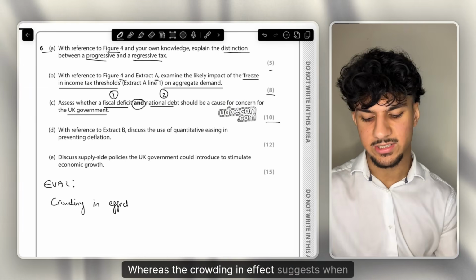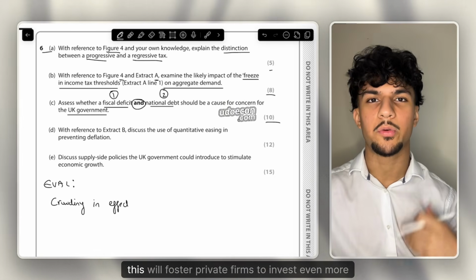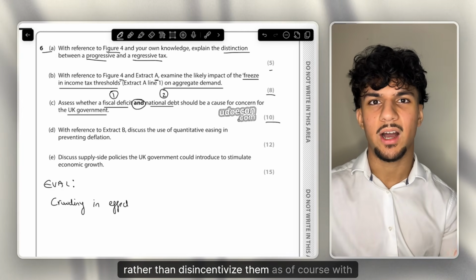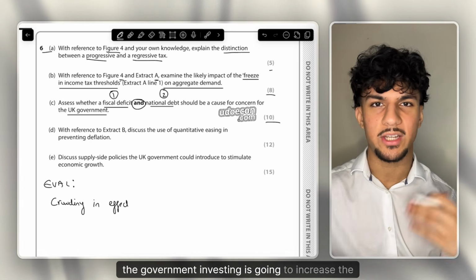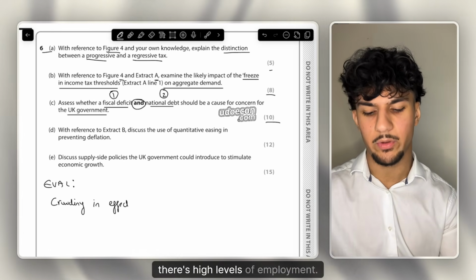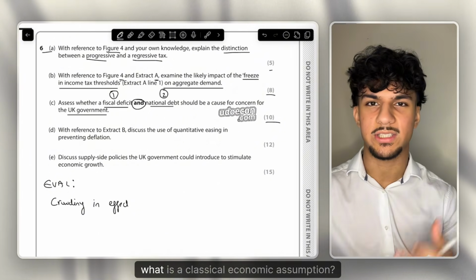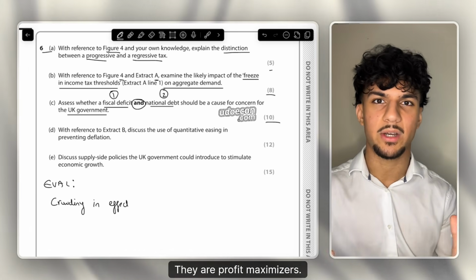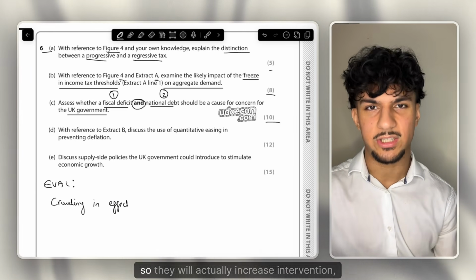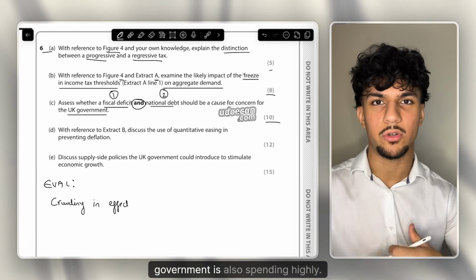Whereas the crowding in effect suggests when government spending is high, when the government is investing into the economy, this will foster private firms to invest even more rather than disincentivize them. As, of course, the government investing is going to increase the real GDP. When there's an increase in real GDP, there's more demand for firms, there's higher levels of employment, and all these could lead to increased profit for firms. And firms, again, what is the classical economic assumption? They are profit maximizers. They want to be a part of this increased profit. They want to boost their profit for shareholders, so they will actually increase investment in the economy when the government is also spending highly.